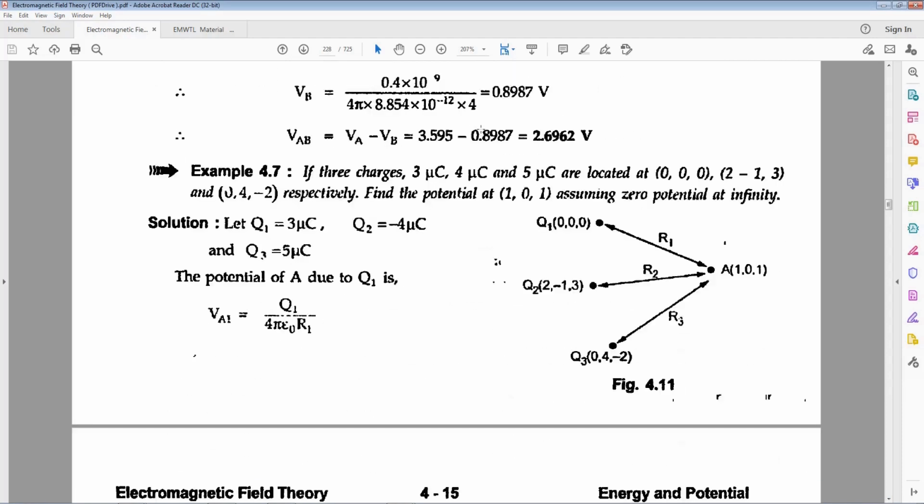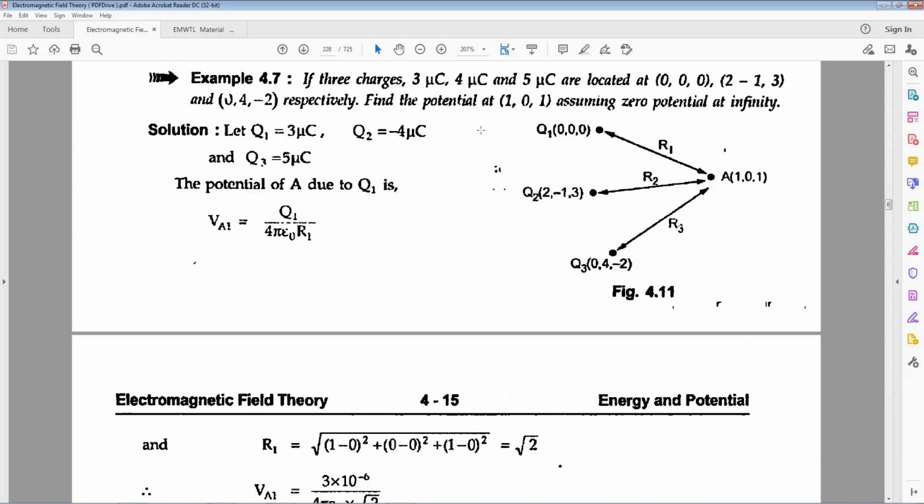Got it, madam? Now, coming to the next example, there are 3 charges located in different coordinate systems. One is at the origin, Q1, 3 microcoulombs. Another is at 2, minus 1, 3, which is 4 microcoulombs. And Q3 is located at 0, 4, minus 2, which is 5 microcoulombs. You have to find out the potential at the point 1, 0, 1, assuming zero potential at infinity.